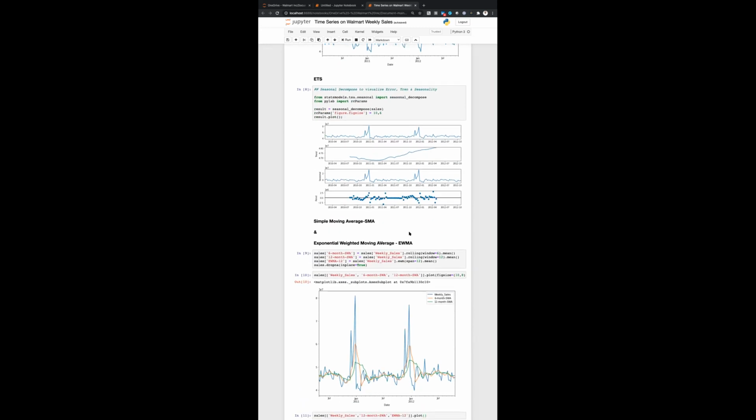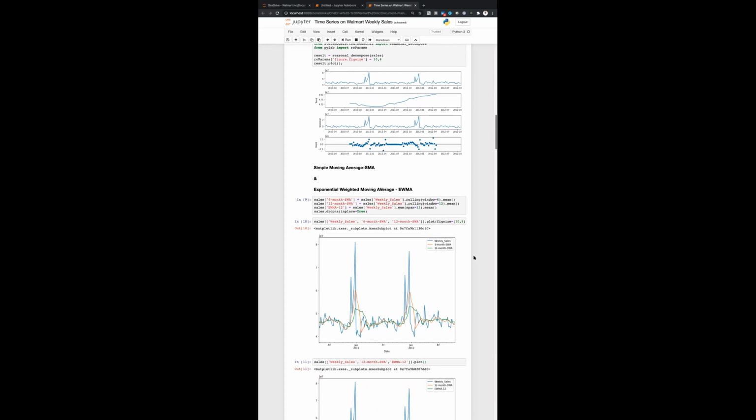So right off the bat, jumping into the simple moving average and exponential weighted moving average, if I look at the 6 months and the 12-month simple moving average, I can see that as I increase my lags, the distribution becomes much smoother, and as I decrease my lags, the distribution tries to capture the patterns of the distribution. But again, this is one of the simplest methods, where we are basically just averaging the past couple of values to identify today's value.